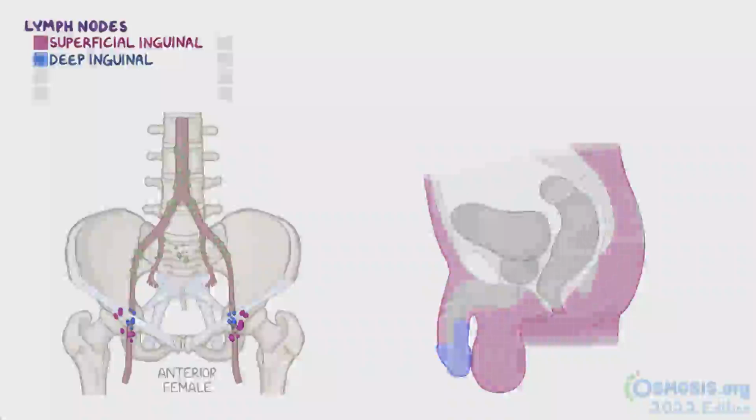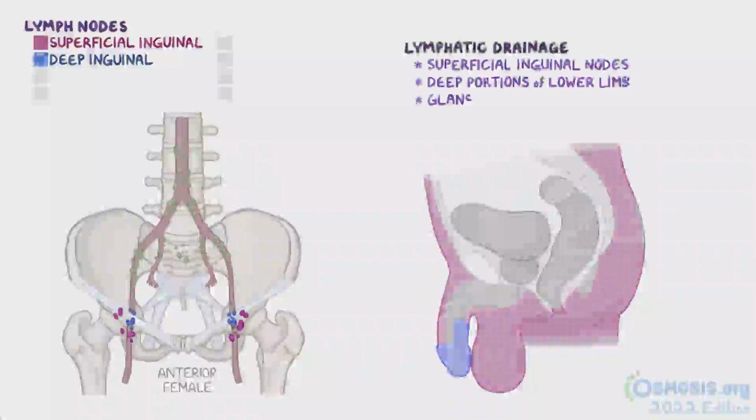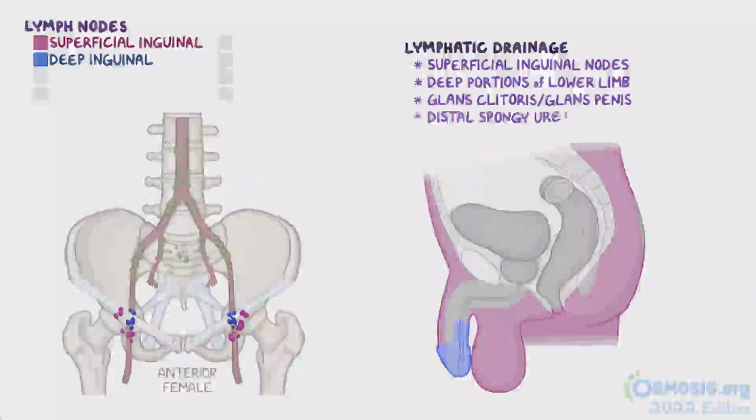The deep inguinal lymph nodes receive lymph from the superficial inguinal nodes, as well as the deep portions of the lower limb, the glans clitoris in females, or glans penis in males, and the distal spongy urethra. These nodes typically drain into the external and common iliac lymph nodes.